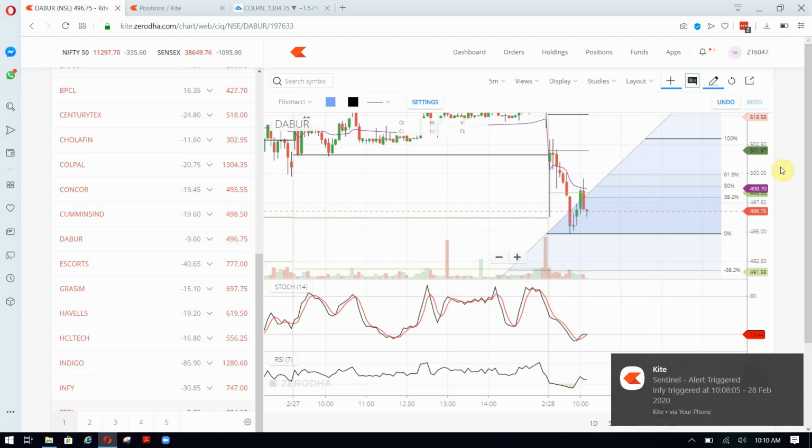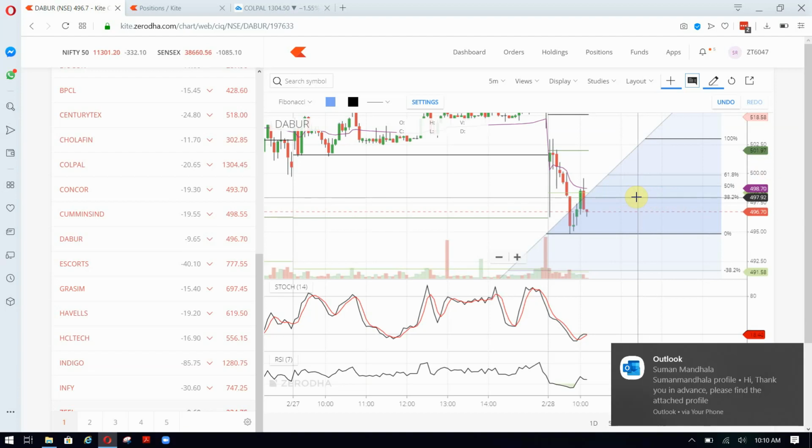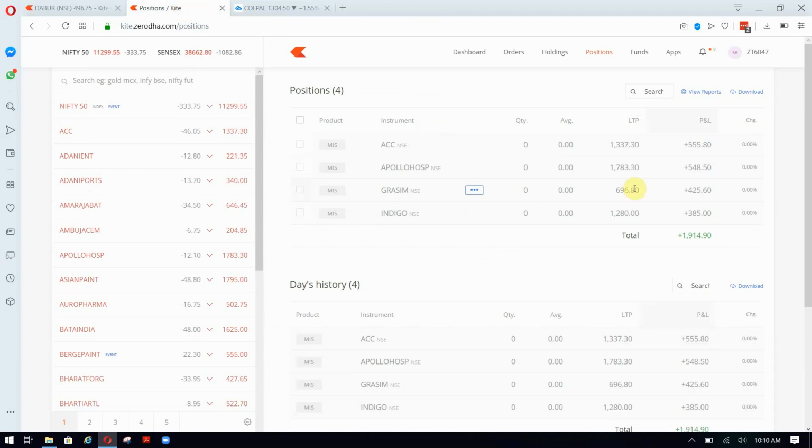But the value of Dabur is 500 rupees, so I will take a larger position here, meaning more number of stocks. Still I'll be getting whatever I wanted. So by seeing this, actually my target for today is done. So I don't want to trade more. I'm exiting today. Thank you all.